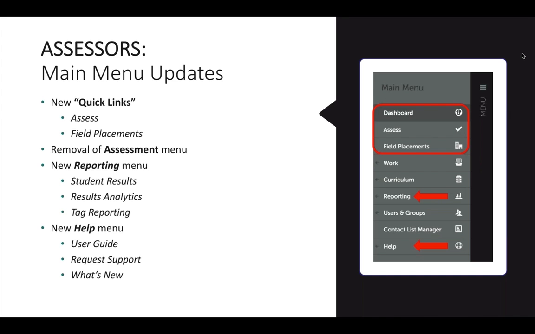For assessors, the new quick links include access to their assessment and field placement screens. Within the new reporting menu, assessors will have access to their student results screen and the tag reporting tool, if your institution is using that feature. We have also given assessors access to the Results Analytics reporting tool, formerly called Results Live. This option is available to assessors in their reporting menu and allows them to generate reports on their own students' assessments and results. Just like with students, the Help menu allows assessors to access the user guide, request support from our support team, and review the recently added or enhanced features.